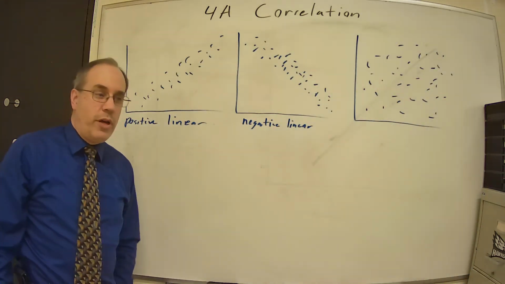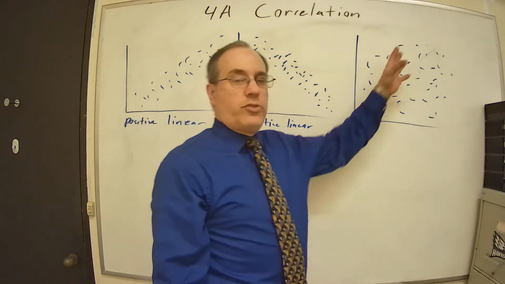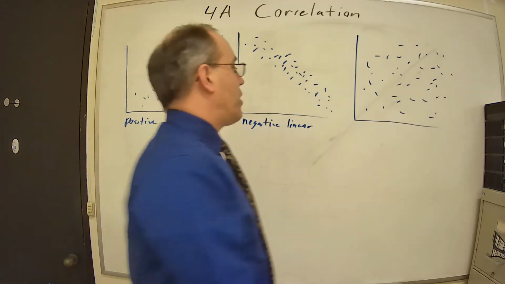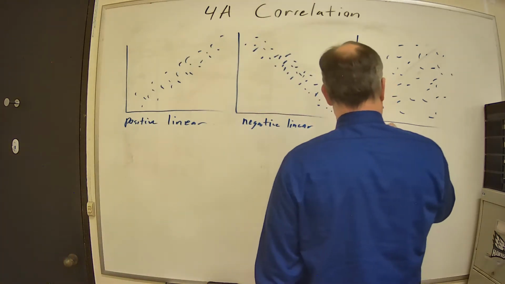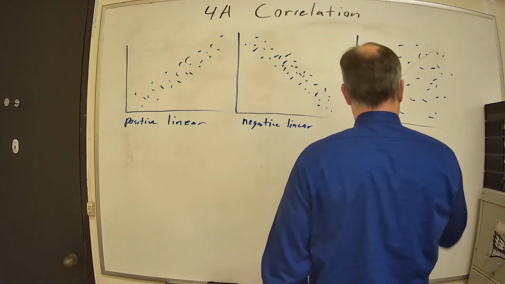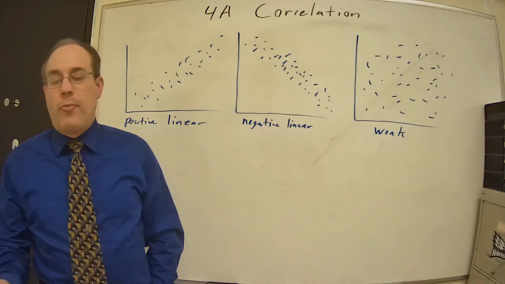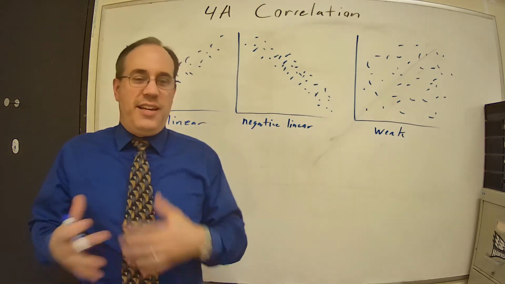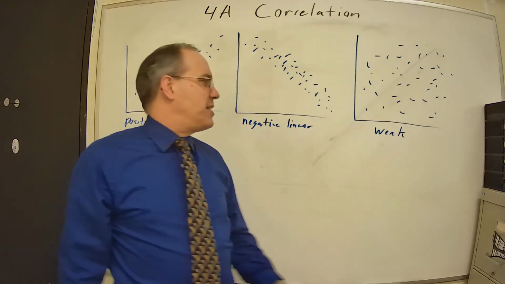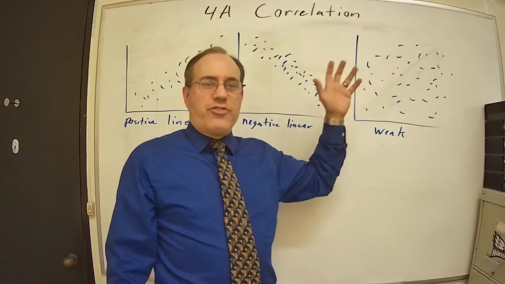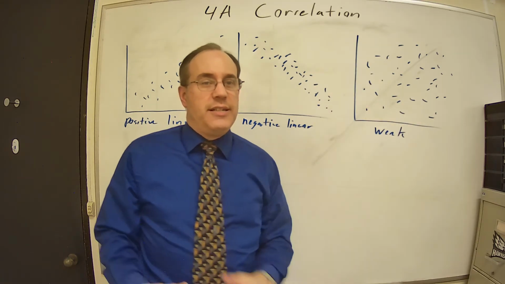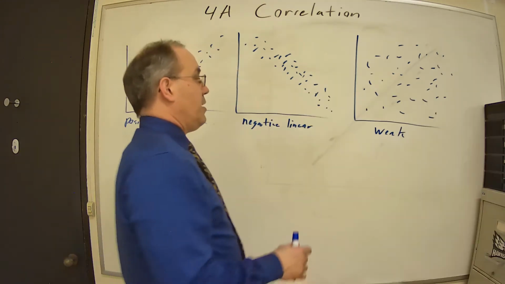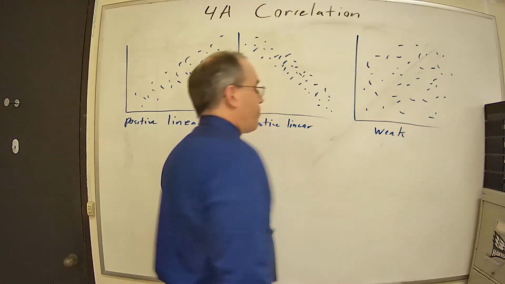Okay, our third one, as you can see, the trend is very difficult to discern here, if there even is a trend. We call this a weak correlation. Now, some people may say that there's no correlation in this, but we're going to see in the upcoming little videos that saying there's no correlation is a very specific thing. So we're going to call this weak.